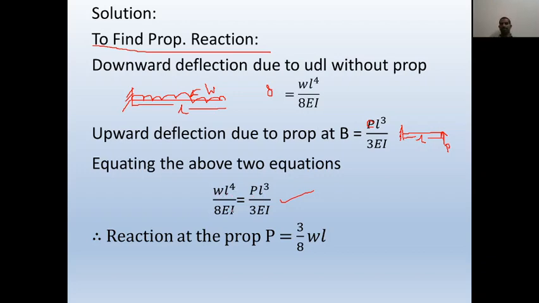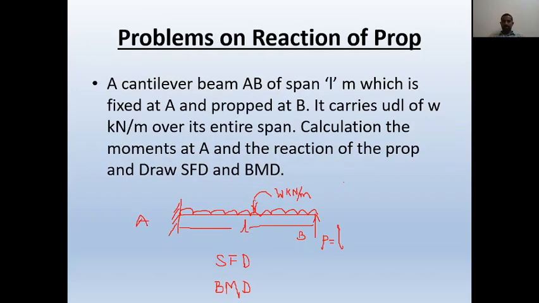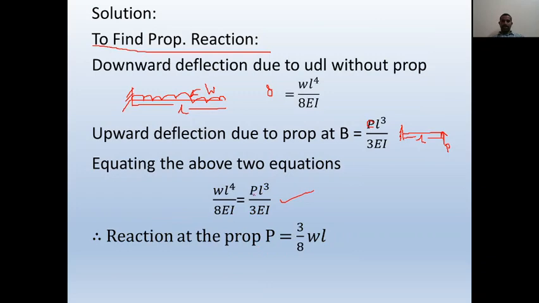WL power 4 by 8EI is equal to PL cube by 3EI. You can equate; L cube gets cancelled, L will remain as it is, EI gets cancelled. Finally, P is equal to 3 by 8 times W. Like this you will get the prop reaction.